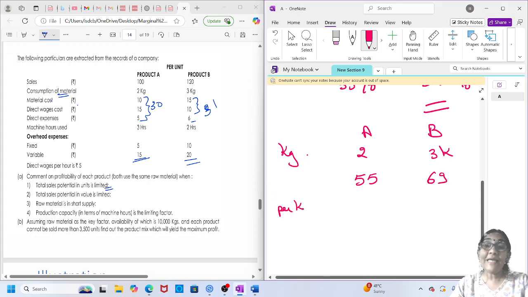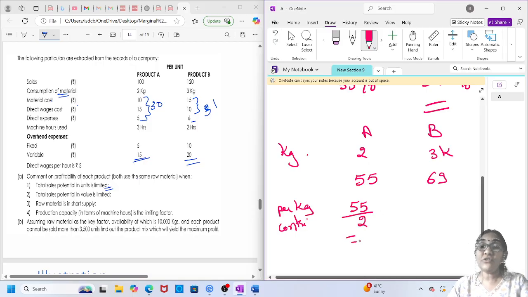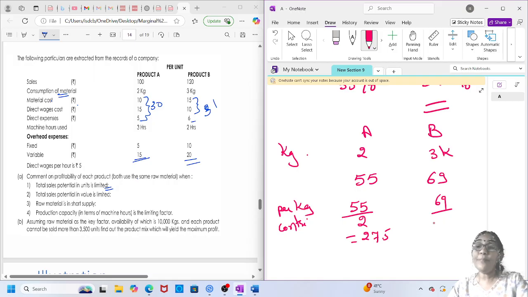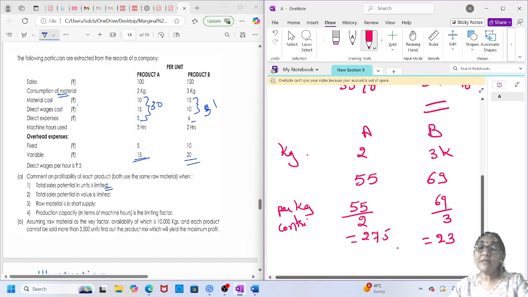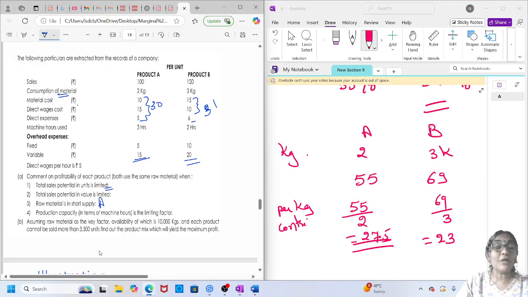So per kg contribution will be 55 is earned when you're using 2 kgs, right? So it will be 27.5. In this case, 69 rupees are earned when you're using 3 kgs. So here it will be 23. So per kg you are earning more when you are manufacturing A. So if raw material is in short supply, it is better to manufacture A.